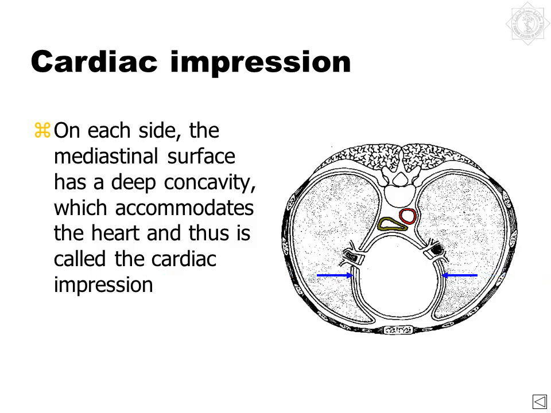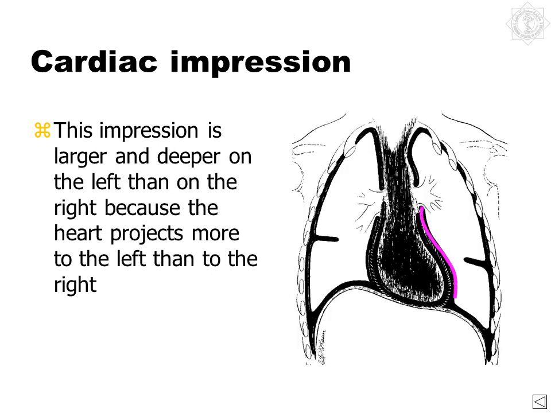On each side the mediastinal surface has a deep concavity which accommodates the heart, and thus is called the cardiac impression. This impression is larger and deeper on the left than on the right because the heart projects more to the left than the right.